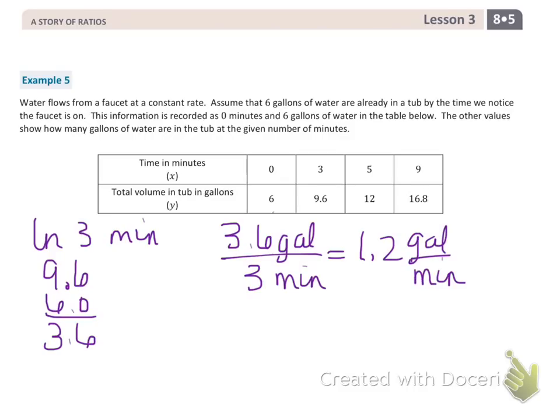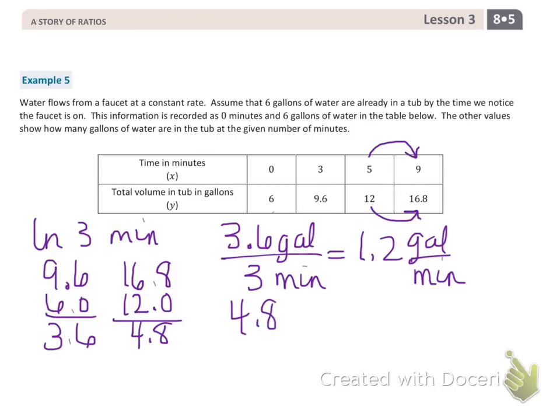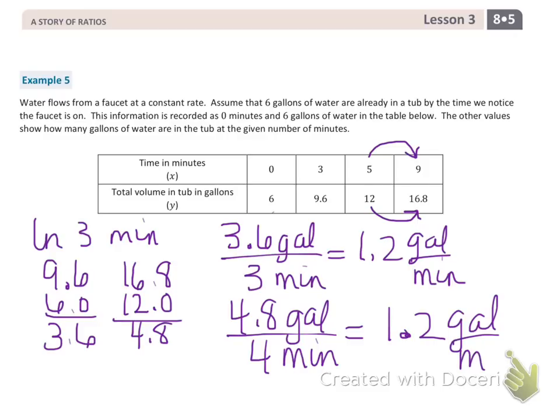Okay, and it would be good to check that with another data point. So let's do this one. So between 5 and 9 minutes, it went from 12 to 16.8. So 16.8 minus 12 is 4.8 gallons. So we had 4.8 gallons, and between 5 and 9, that's 4 minutes. So remember, this is showing constant rate, isn't it? 1.2 gallons per minute again.